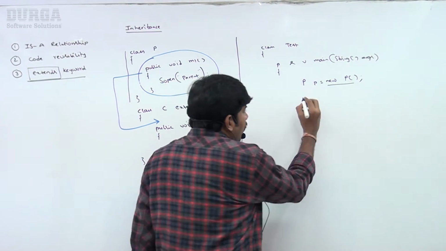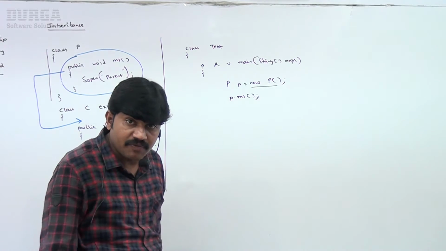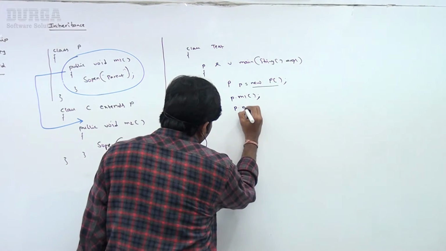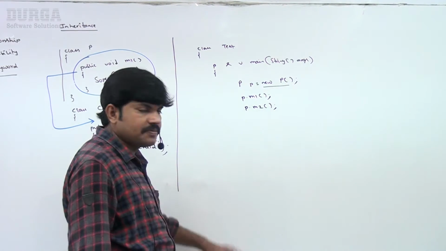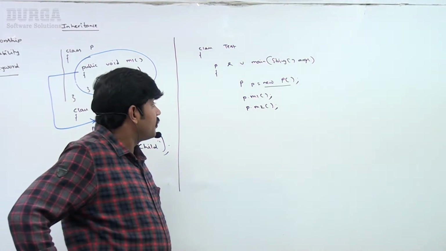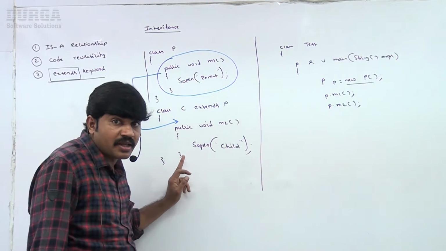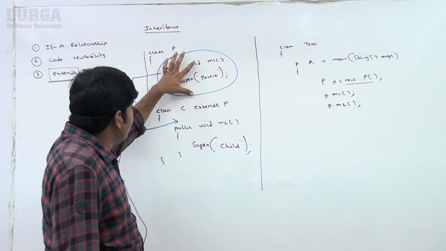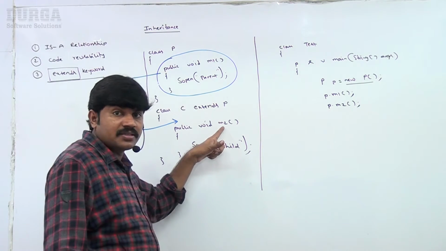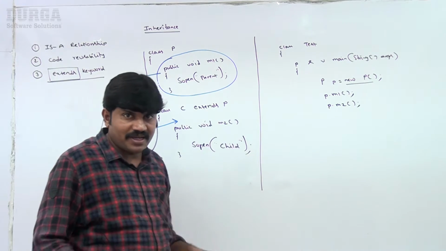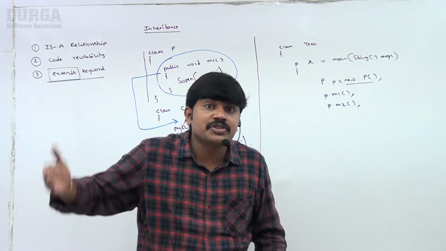Now on p I'm calling m1 method. On p I'm calling m2 method. Can you please confirm, is it valid or not? The m1 method is available in the parent class, but the m2 method is available in the child class. Whatever methods are available in the parent are by default available to the child, but whatever methods are available in the child class are by default not available to the parent. Inheritance is always parent to child, not from child to parent.